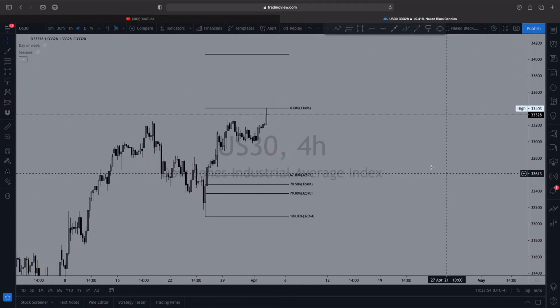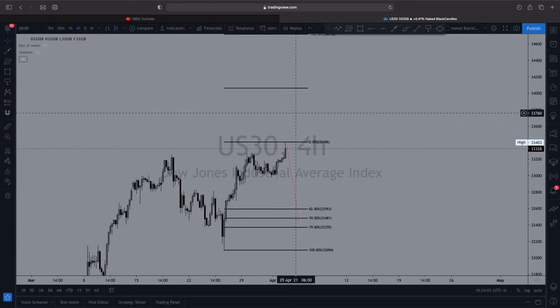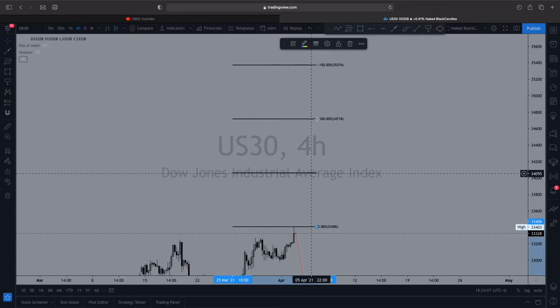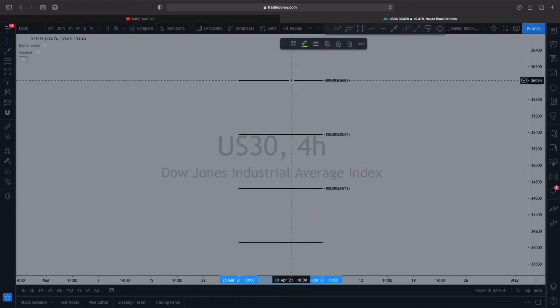So as you can see here, say price trades into these levels now, and I get buys around here, and price starts rejecting and moving up. First target will be at the 0.0. I will have second targets here, third targets, fourth and fifth.